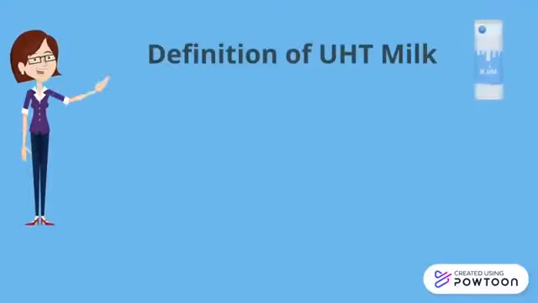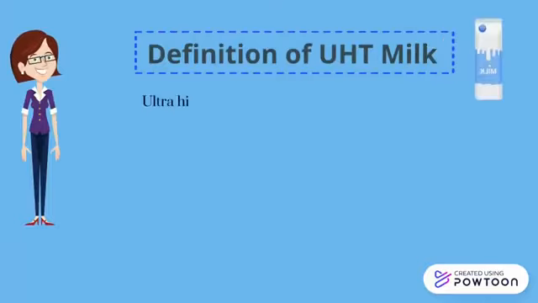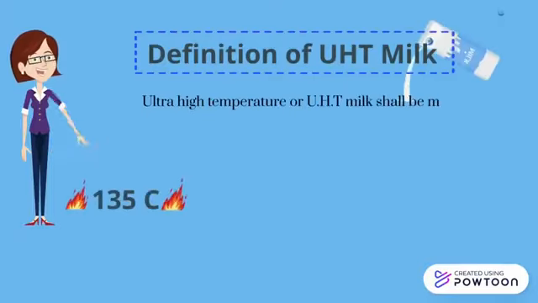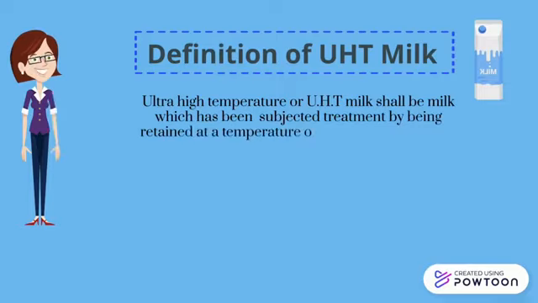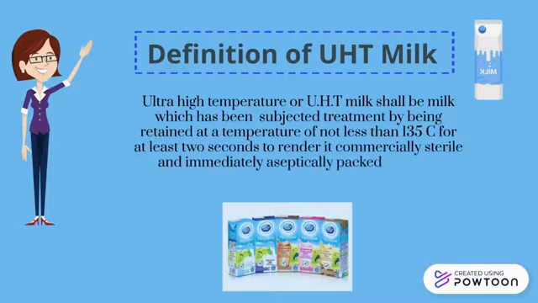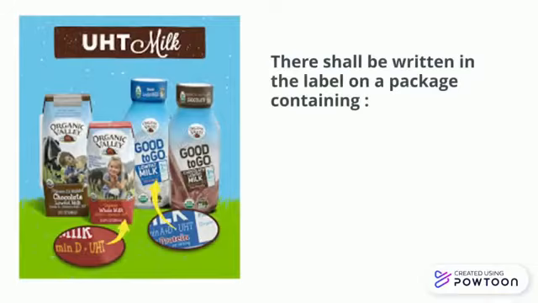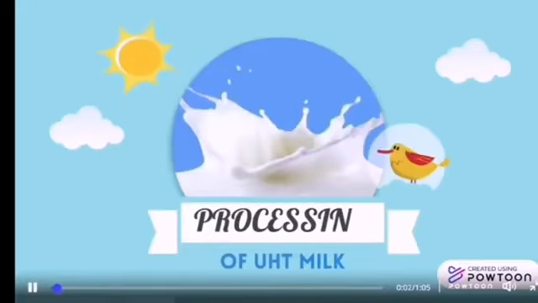Definition of UHT milk based on Food Regulation 1985. Ultra-high temperature milk or UHT milk should be milk which has been subjected to treatment by being retained at a temperature of not less than 135 Celsius for at least 2 seconds to render it commercially sterile and immediately aseptically packed in sterile containers. They should be written in the label on a package containing ultra-high temperature milk or UHT milk. Processing of UHT milk.